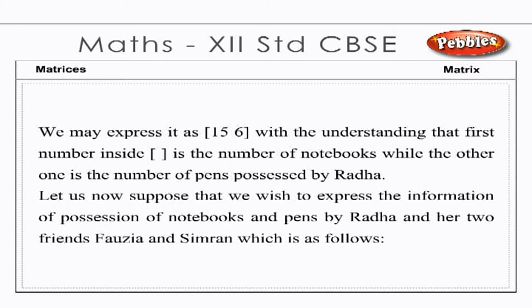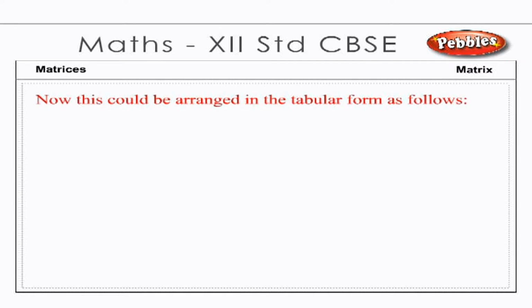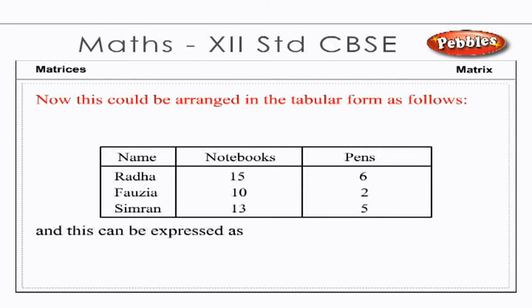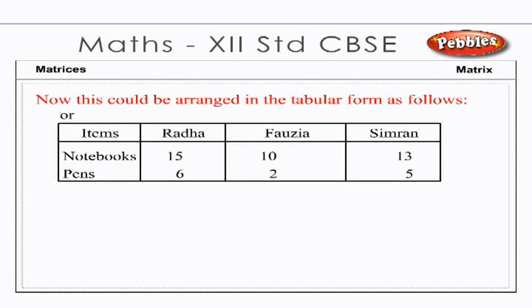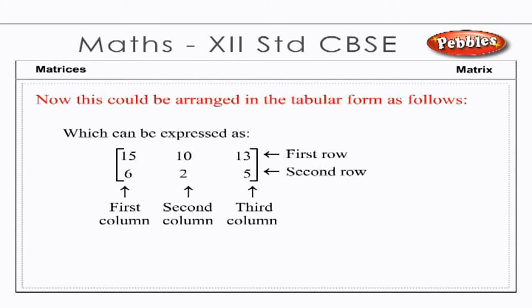Let us now suppose that we wish to express the information of possession of notebooks and pens by Radha and her two friends Fizia and Simran, which is as follows. Now, this could be arranged in the tabular form as follows, which can be expressed as shown.